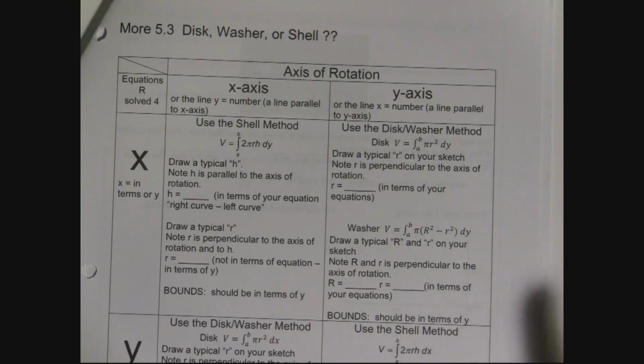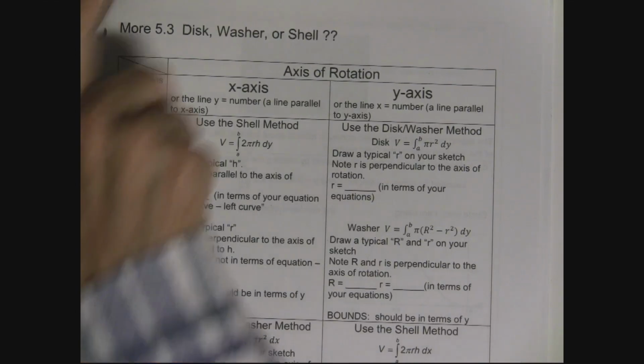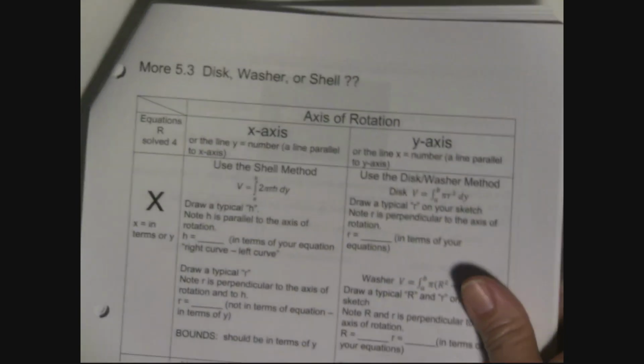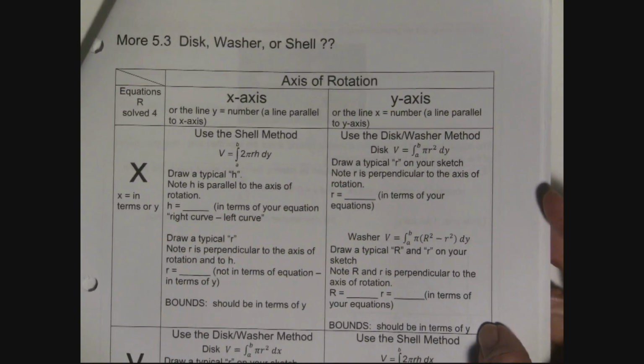Then I wrote up a little, is it a disc or is it a washer or is it a shell? But I have been showing you my method all along here, how I decide which one it is going to be. It just happened that all of those were nicely done with shell.